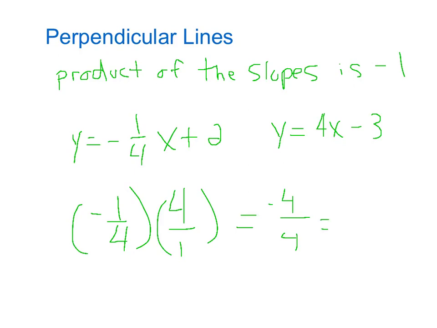And when you simplify negative 4 divided by 4, you get negative 1. So if that's the case, when you take the two slopes, multiply them together, and get negative 1 as a result, the lines are going to be perpendicular.